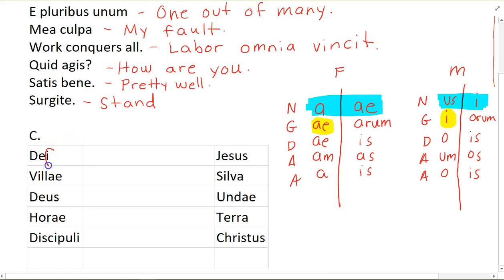Let's go circle them. Did you get all of your endings circled? Perfect. Now what we need to know is if it's an a, it's one. If it's an I, it's more than one. Singular is one, plural two or more. If it's an us, it's one. If it's an e, it's plural, it's more than one.